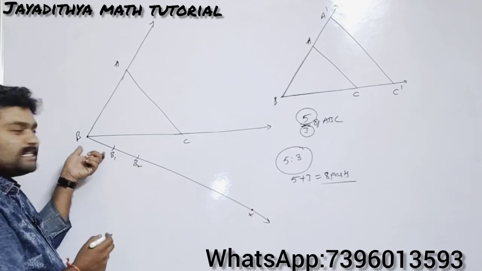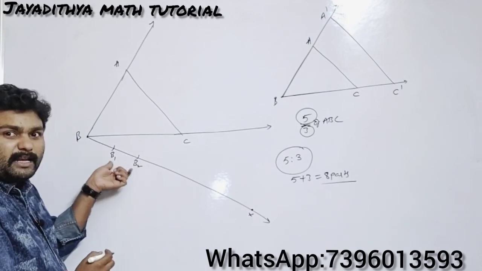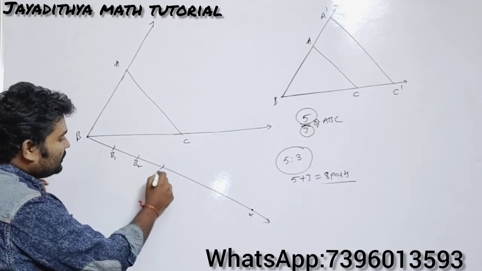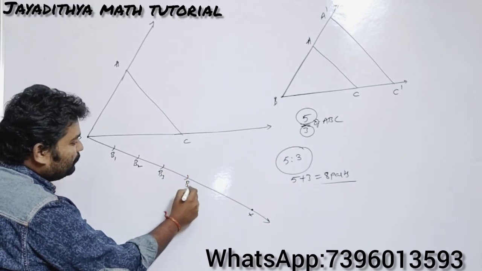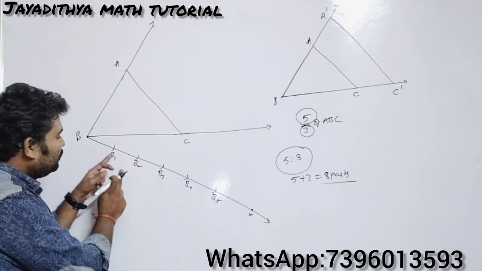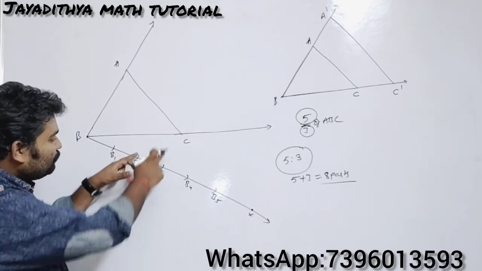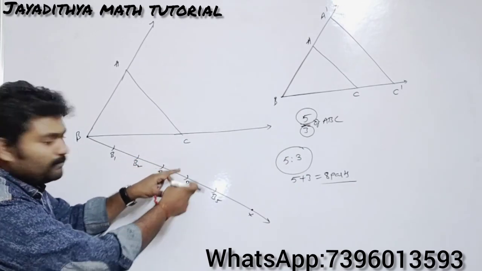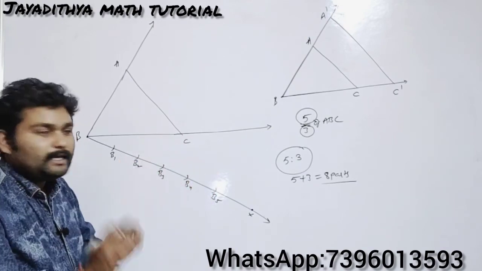So see here, the distance must be equal. B1 must be equal to B1B2. In the same way, you mark B3, you mark B4 and you also mark B5. So with B as center, mark B1. With B1 as center, mark B2. With B2 as center, mark B3, and B3 as center, mark B4. B4 as center, mark B5.